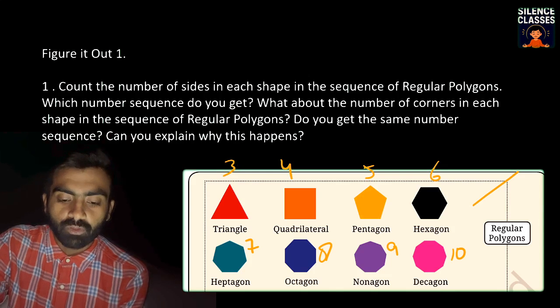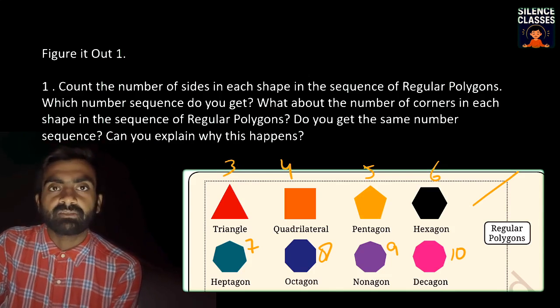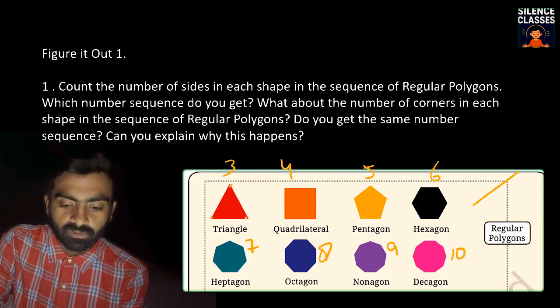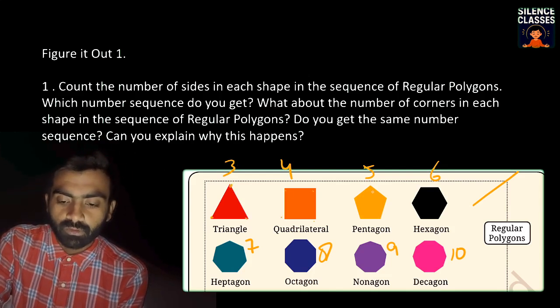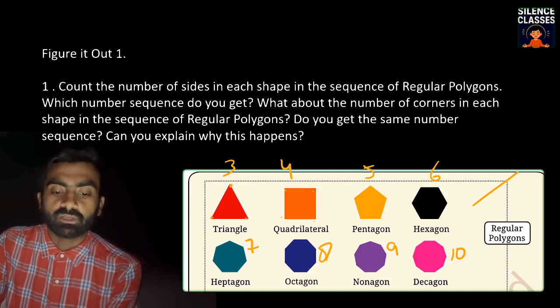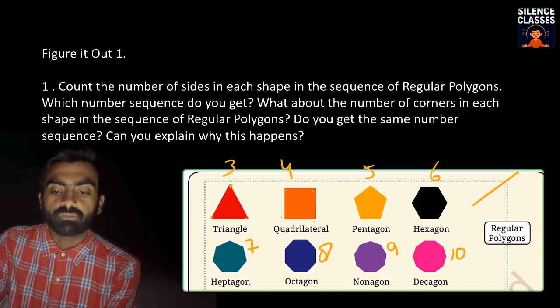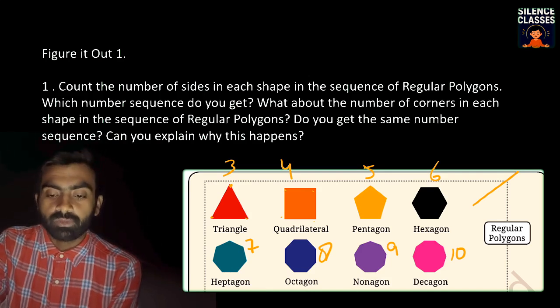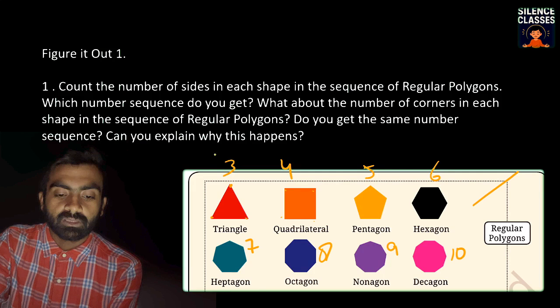What would be the number of corners in each shape in the sequence of regular polygons? If we talk about the number of corners, the number of corners is the same as the number of sides. So 1 2 3, each has corners 1 2 3. Okay, 1 2 3 4, 1 2 3 4 5. So that's why it is known as a regular polygon. The number of corners is the same as the number of sides. Do we get the same number sequence? Yes.